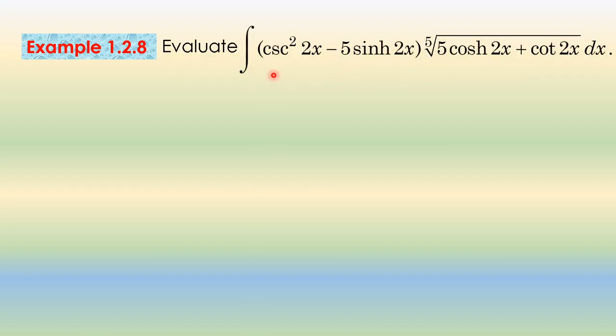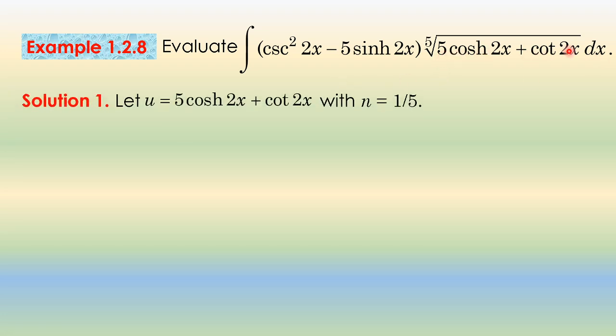Oh, we have another one. I thought it was the last, so let's have this. Evaluate the integral of cosecant squared 2x minus 5 hyperbolic sine 2x, multiplied to the fifth root of 5 hyperbolic cosine 2x plus cotangent 2x dx. Possible u, we have 5 hyperbolic cosine 2x plus cotangent 2x with n equals 1 over 5.